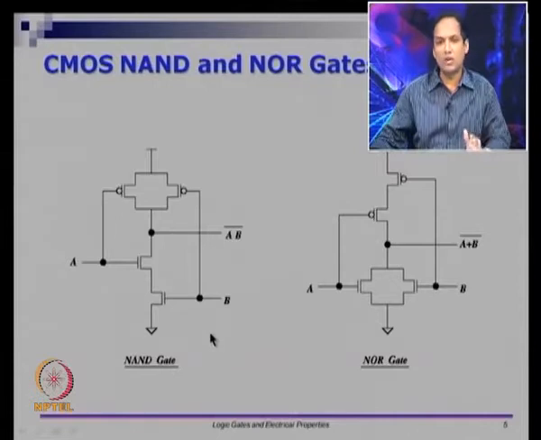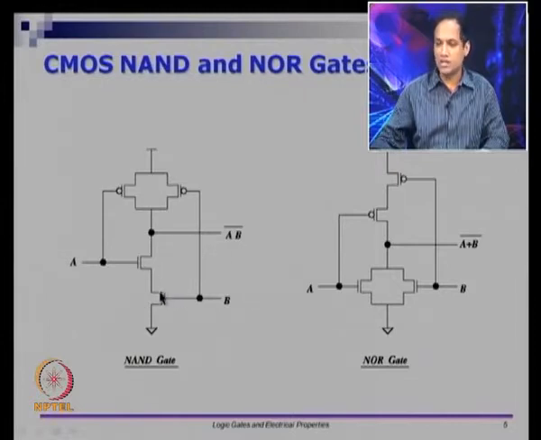Now, let us think about how this will work. Let us first take the case where both A and B are 1. If A is 1, this device is turned on, and B is 1, which means the bottom NMOS device is also turned on.